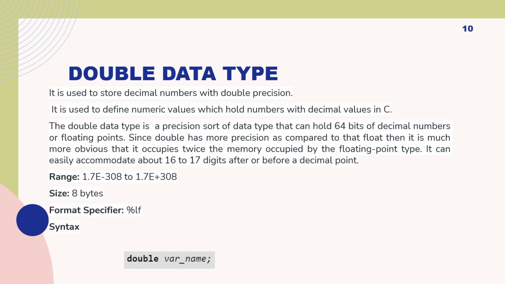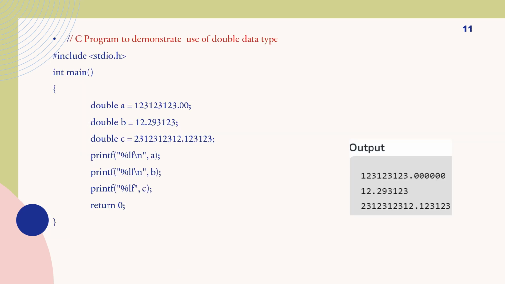Next, we'll move on to the next data type, that is the double data type. It is used to show decimal values with double precision. And here you can see the format specifier is %lf, and it can store up to 16 to 17 digits after or before the decimal point. And the size of the double data type is 8 bytes. And here you can look into the syntax of the double data type, that is double with a variable name.